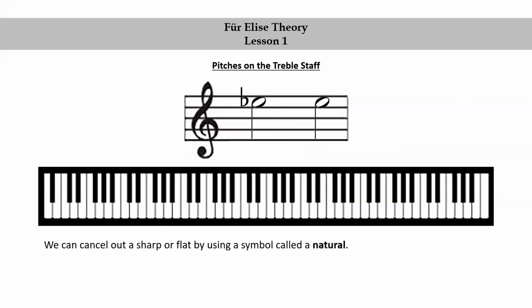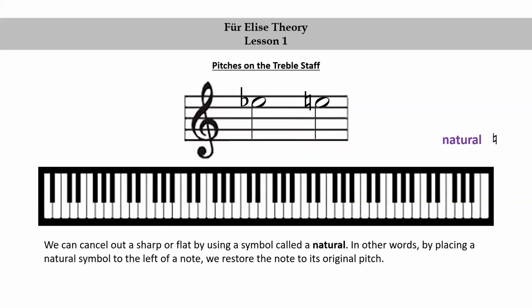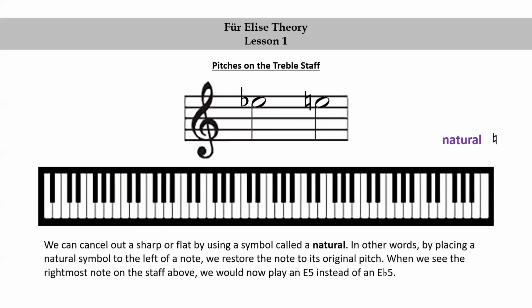We can cancel out a sharp or flat by using a symbol called a natural. Okay, here we see a picture of what a natural symbol looks like. There it is next to the note on the treble staff. In other words, by placing a natural symbol to the left of a note, we restore the note to its original pitch. When we see the rightmost note on the staff above, we would now play an E5 instead of an E flat 5.